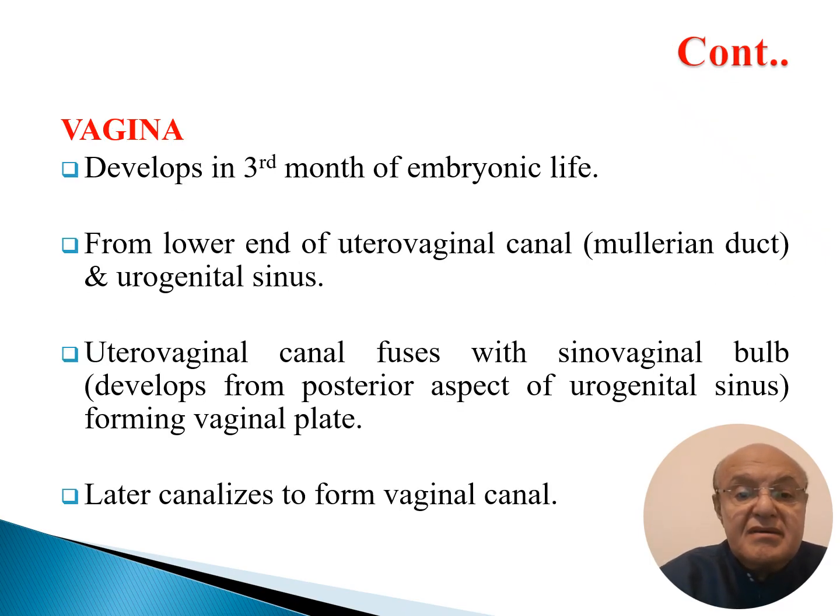The vagina, in the third month of embryonic life, forms from the lower end of the uterovaginal canal, the Mullerian duct, and the urogenital sinus. The urogenital sinus forms part of the vagina, the urethra, and the bladder, and the urogenital canal fuses with the sinovaginal pulp to develop the posterior aspect of the urogenital sinus. You need to understand this relationship.